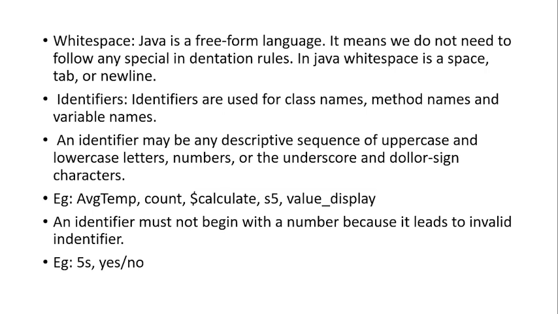In Java, white space is a space or a tab or a new line. Identifiers are the class name, method name, or variable name which we are going to give. An identifier is a descriptive sequence of uppercase and lowercase letters, numbers, underscore, dollar sign, etc. Examples: average, term count, dollar, calculate, S5, value, underscore, display. All these are considered identifiers, and there are some rules to create an identifier. No number should be the first letter. The first letter can be a capital letter or a small letter. An identifier must not begin with a number, and keywords, boolean values, or predefined words are not allowed as an identifier.